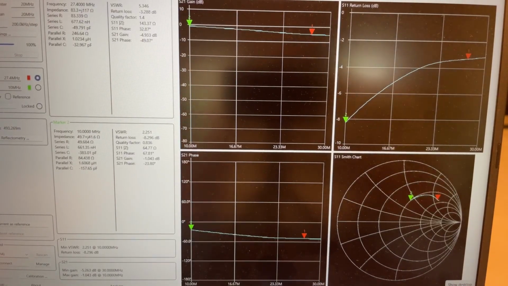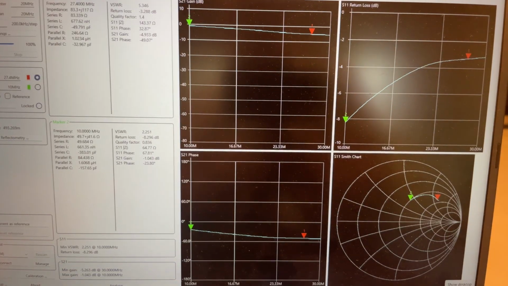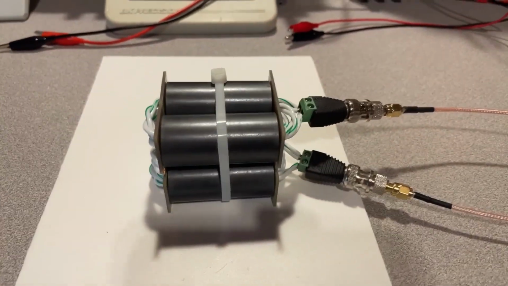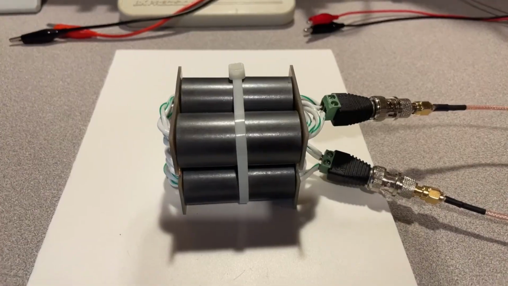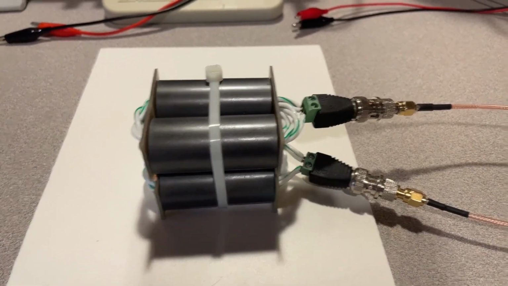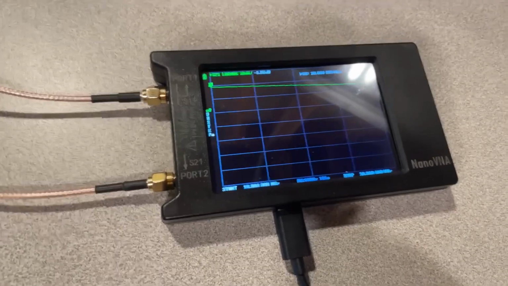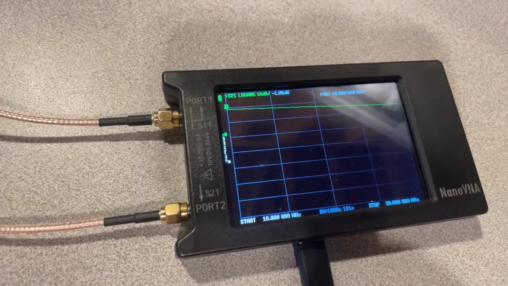All right, so here's my setup. Again, I'm using the NanoVNA with the software NanoVNA Saver. And let me just swing the camera over here, and you can see the two transformers set up in a back-to-back configuration, which we already explained. And then the NanoVNA here with the actual measurements.